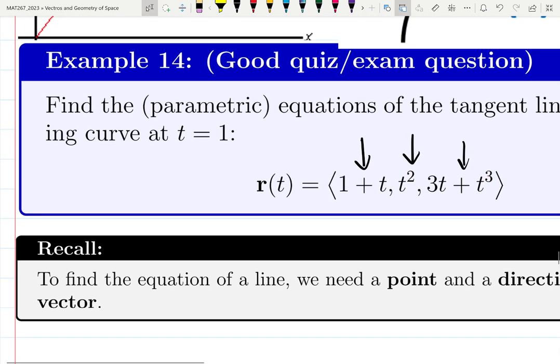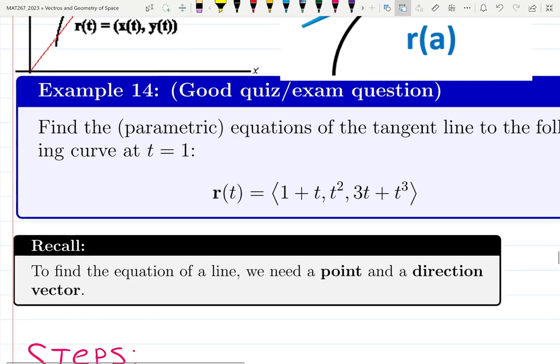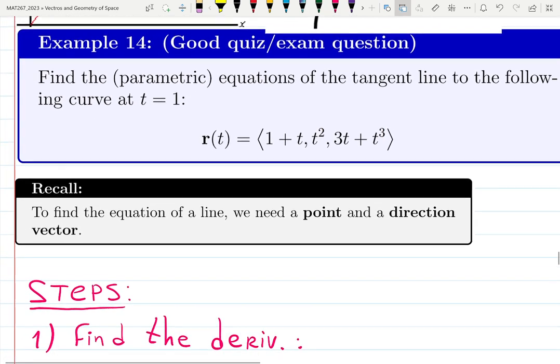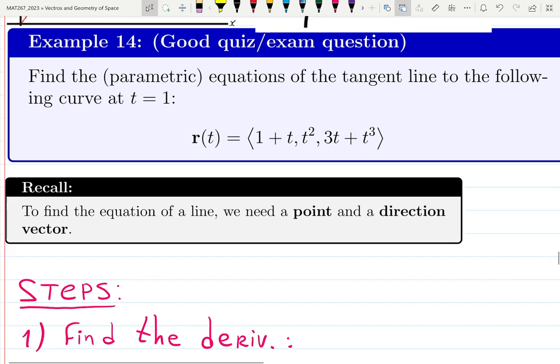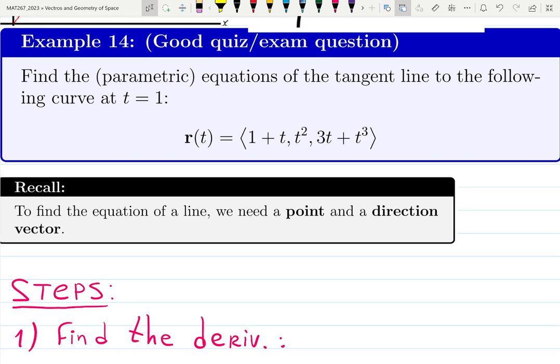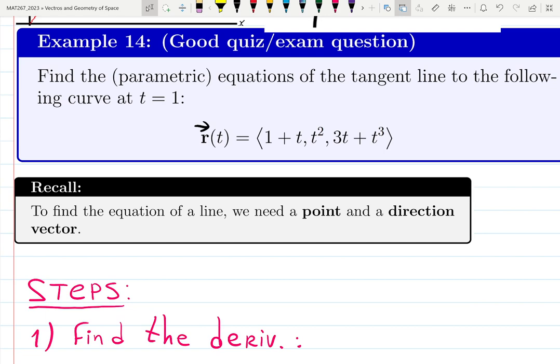Example. Find the equation of a tangent line. Told you. In Calculus 1, I told you that this problem, find the equation of a tangent line, will haunt you for 3 classes. Calculus 1, 2, and 3. We did it literally in every semester. Find the parametric equation of a tangent line to the following curve. T equals 1, and R is the vector 1 plus t, t squared, 3t plus t cubed.